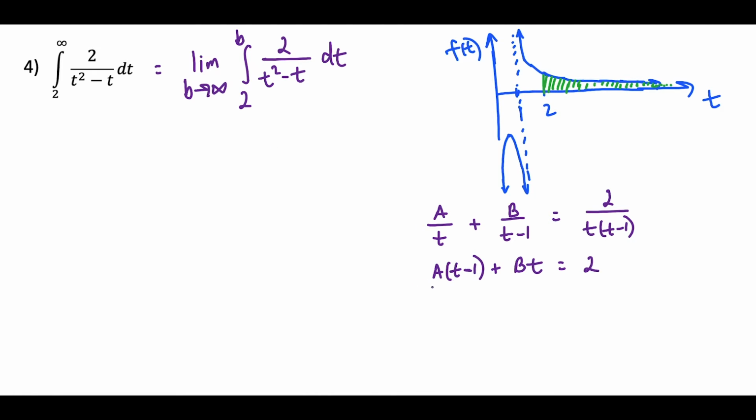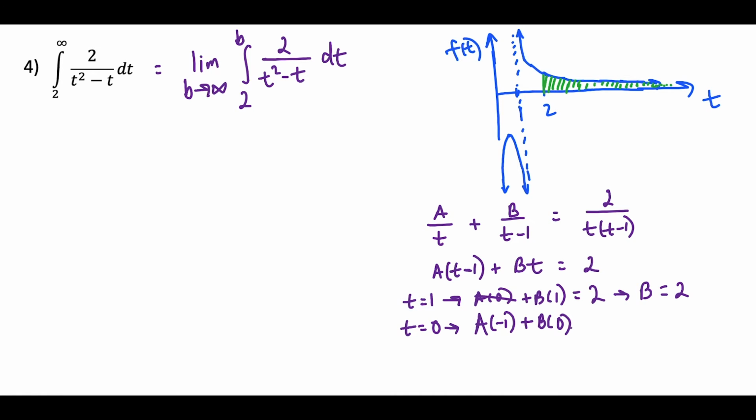And one way we could solve for a and b quickly is just plug in test values for t. t equals 1 gives us a times 0, which cancels, plus b times 1, which has to equal 2, which tells us that b is equal to 2. And then if we plug in, let's say t equals 0, what we're going to have is a times 0 minus 1 is a times negative 1, plus b times 0 is equal to 2. And b times 0 cancels, giving you negative a equals 2. And if negative a is equal to 2, that tells us that a is equal to negative 2.